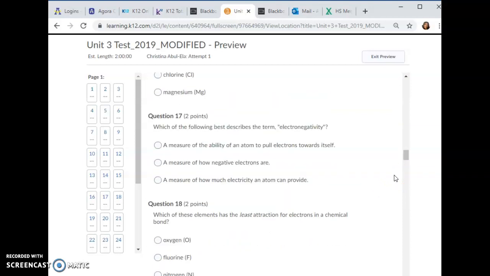Question 17. Which of the following best describes the term electronegativity? A measure of the ability of an atom to pull electrons towards itself, a measure of how negative electrons are, a measure of how much electricity an atom can provide.